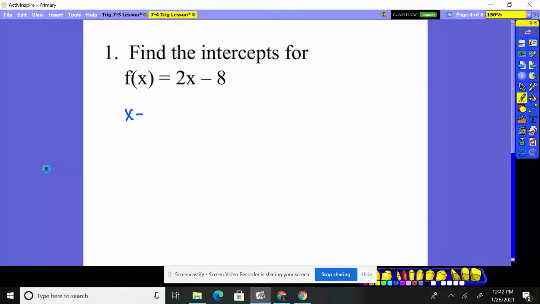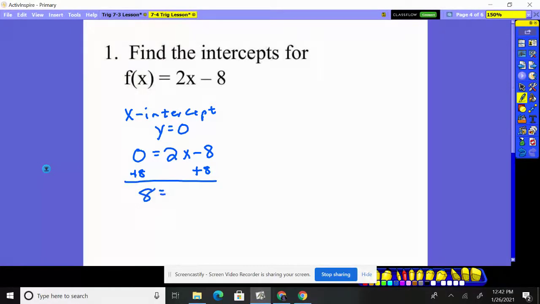So let's think. We're talking the x-intercept. We know the y value is going to be 0. We're going to be crossing at 0. So that means the y is 0. So in this equation, 0, because f of x is your y, 2x minus 8, add your 8, add your 8, divide by 2, x is 4. So you know the x-intercept occurs when x is 4 and the y is 0.